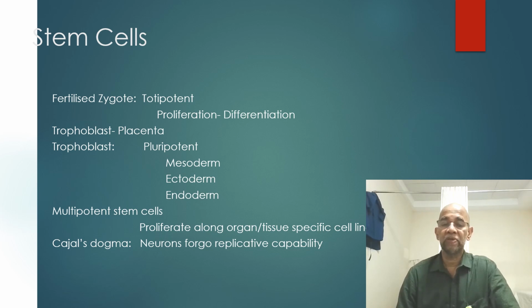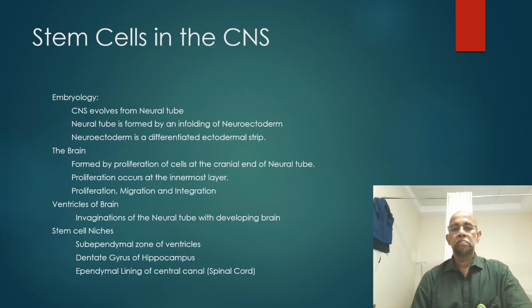Then we have further evolution of cells into multipotent stem cells. These cells can proliferate along organ or tissue-specific lines. Some cells, which are highly differentiated, lose their proliferative potency. Neurons, for example, forgo their reproductive capability. This is known as Cajal's dogma.